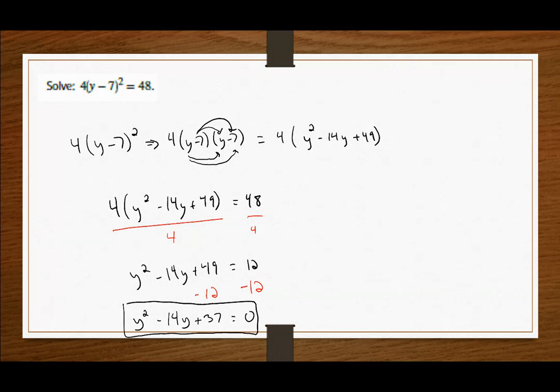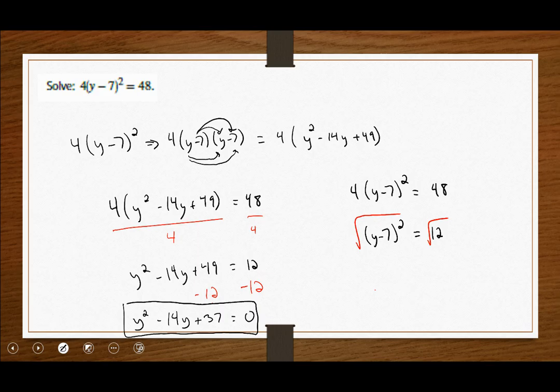Instead, we could divide each side by 4 to eliminate that coefficient, still leaving me with my square term intact. Now we can apply the square root property to eliminate the square term in each case. I'm left with the binomial y minus 7, and the square root of 12 reduces to give me plus or minus 2 square root of 3.